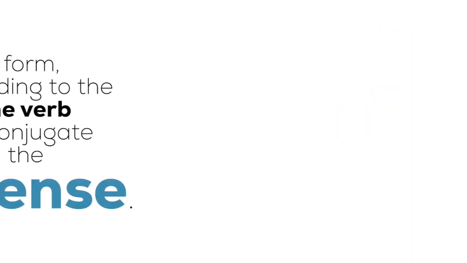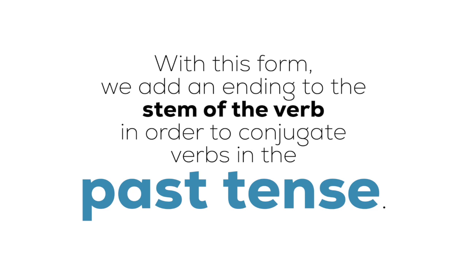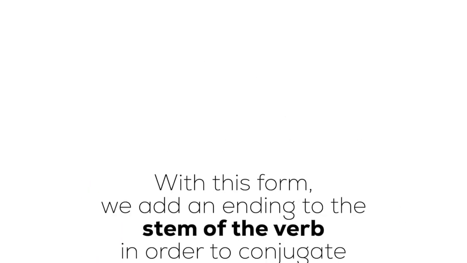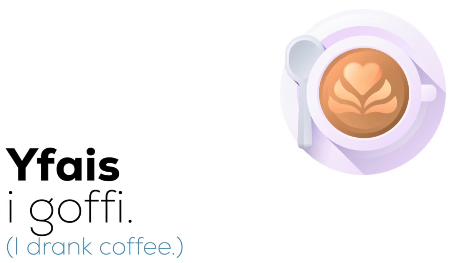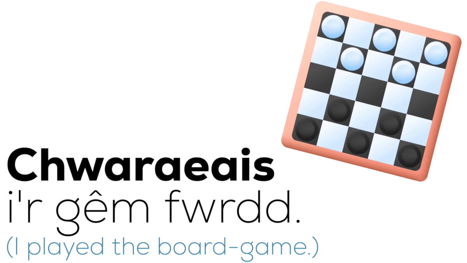With this form, we add an ending to the stem of the verb in order to conjugate verbs in the past tense. Enghraifft, for example, bwytais i ginio. I ate lunch. Yfais i goffi. I drank coffee. Chwaraeais i'r gêm fwrdd. I played the board game.